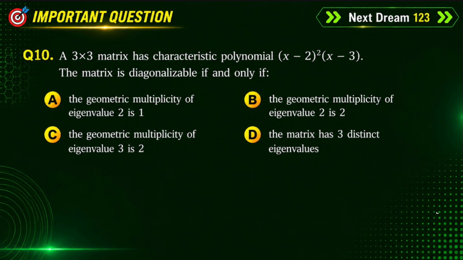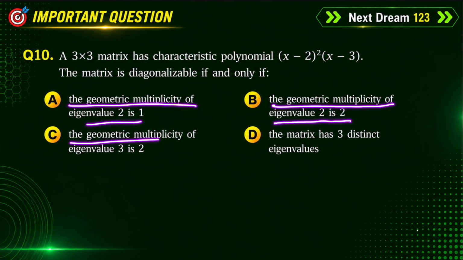Our first question, number 10. In the 10th question, a 3 by 3 matrix has a characteristic polynomial (x minus 2) squared times (x minus 3). The matrix is diagonalizable if and only if... They have given 4 options. The geometric multiplicity of eigenvalue 2 is 1. The geometric multiplicity of eigenvalue 2 is 2. The geometric multiplicity of eigenvalue 3 is 2. The matrix has 3 distinct eigenvalues.